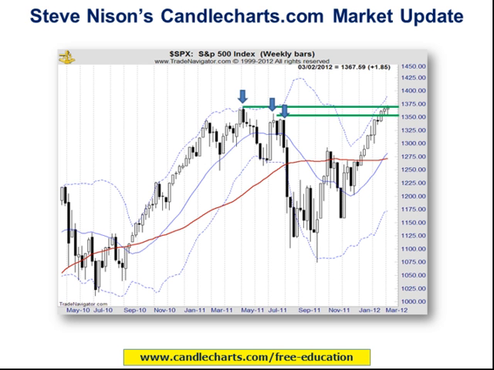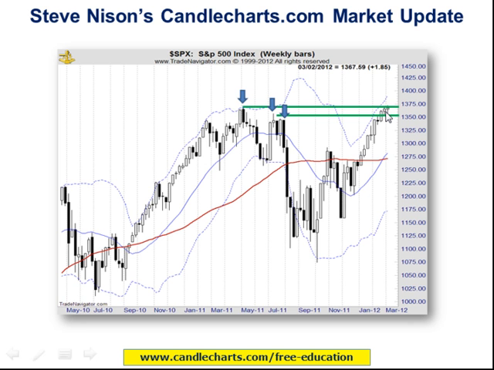So the two green horizontal lines define a strong, important resistance area. However, we do not have any bearish reversal signals yet. Yes, we have a couple of small real bodies. Of course, this is only through Tuesday, this little real body, but last week we got a small real body, but still the market is making higher highs and mainly higher closes.